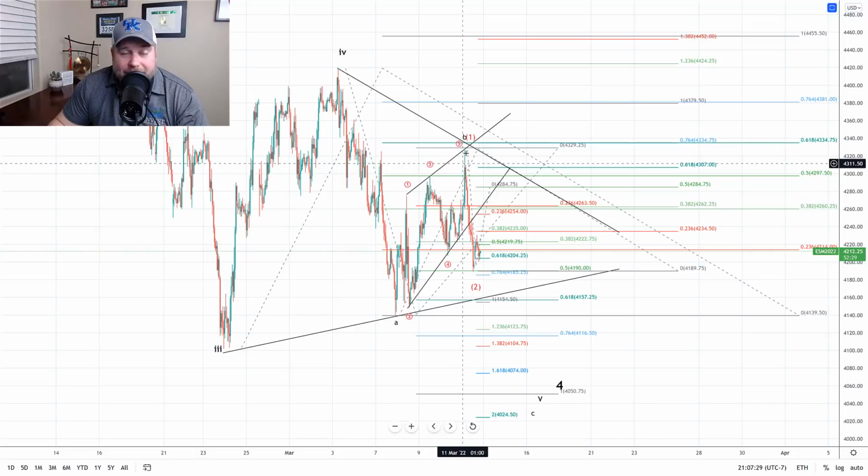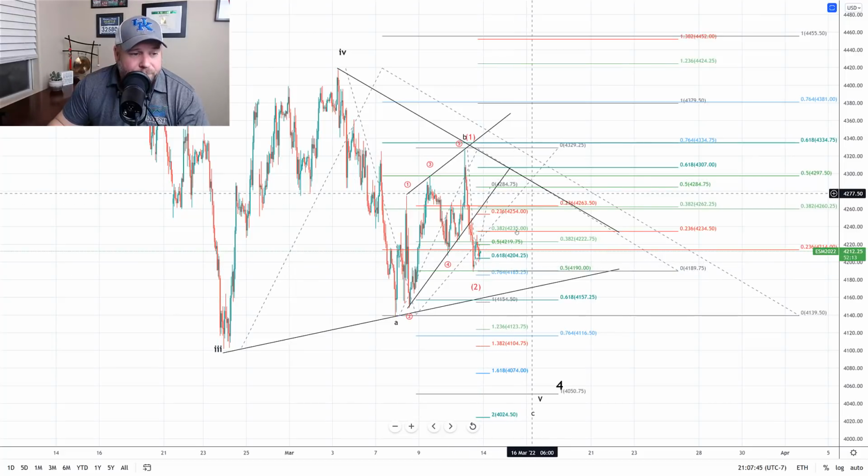Okay? Now what this has going for it is it does have the diagonal form. It follows it very well. What you would expect from a diagonal is once it completes, you would expect a very sharp sell-off, and we got that. Okay? And then you would expect it to find support and move up higher. That's what this one has going for it.